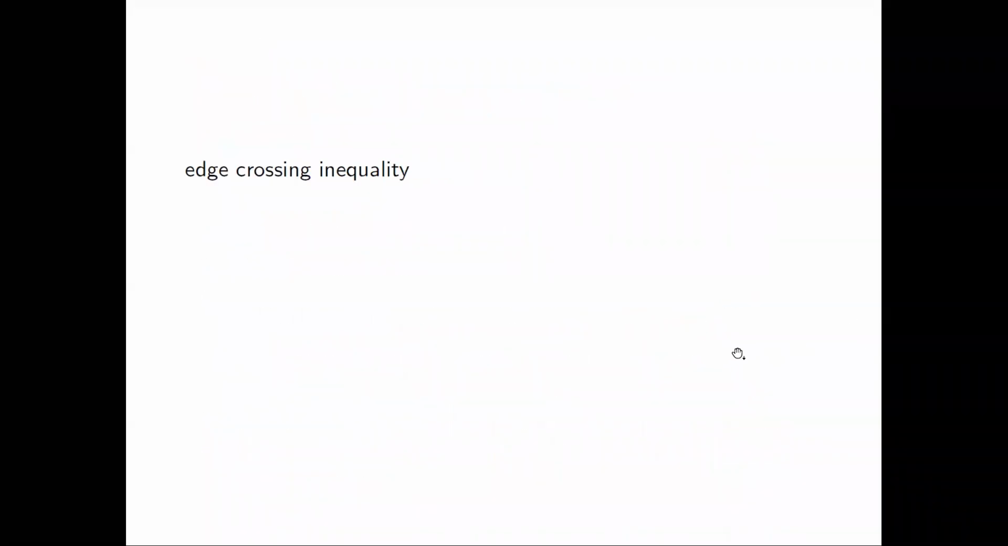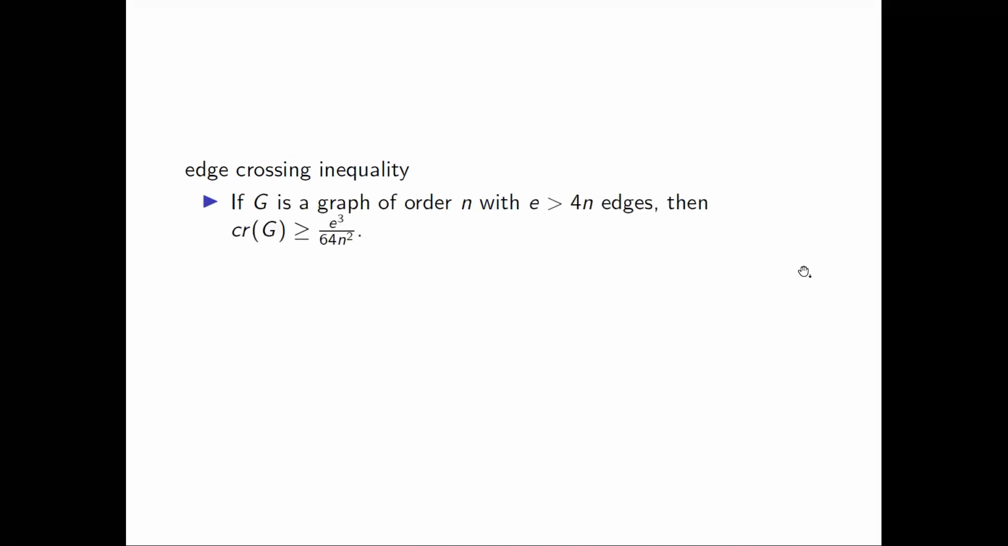And it's known as the edge crossing inequality. And here is one version of the inequality. So if you have a graph G of order n with the number of edges E greater than 4 times n, then the crossing number of this graph is at least E cubed divided by 64 n squared.